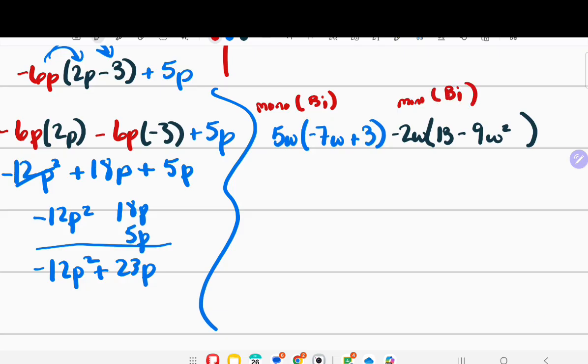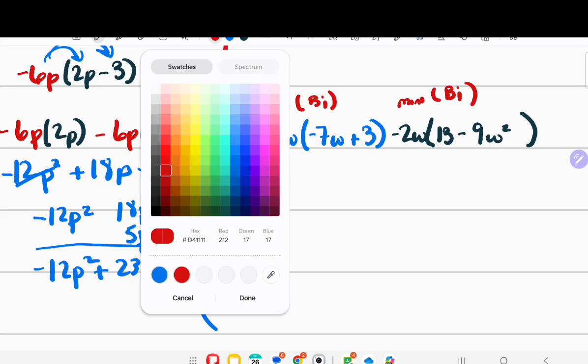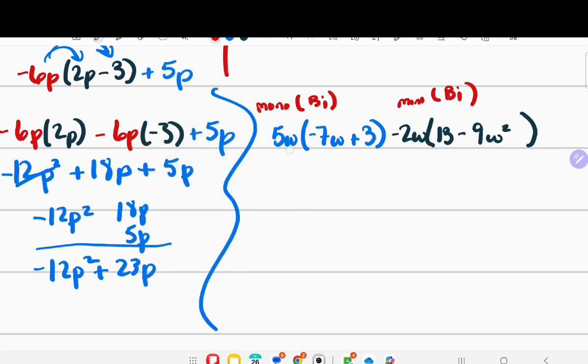That means if you got a monomial times another polynomial, you whooping somebody, right? Now, what are we whooping with this 5w? Who getting whooped with that? Negative 7w. And the 3. What about this negative 2w here? 13 and negative 9. There you go.